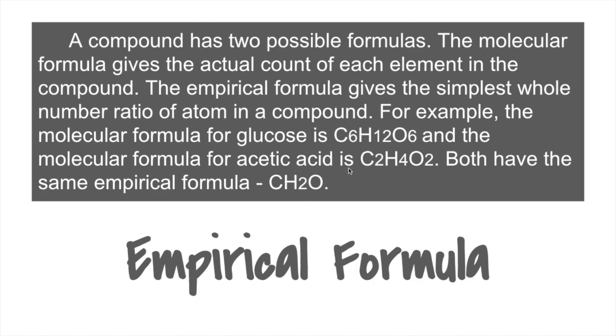Acetic acid has this molecular formula, which is 2 carbon, 4 hydrogen, and 2 oxygen. All of these are divisible by 2 in order to get us the empirical formula of C1H2O1. So even though these two molecular formulas are different, they both have the same empirical formula, the same ratio of carbon to hydrogen to oxygen.